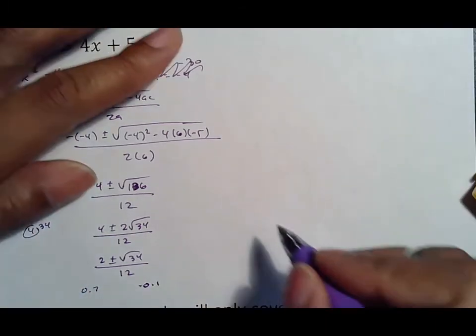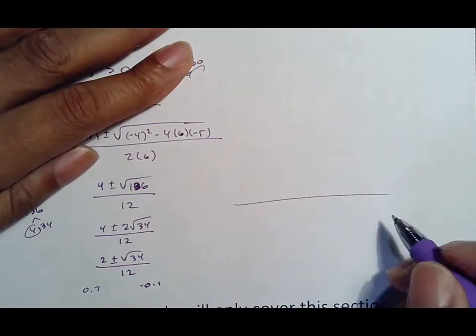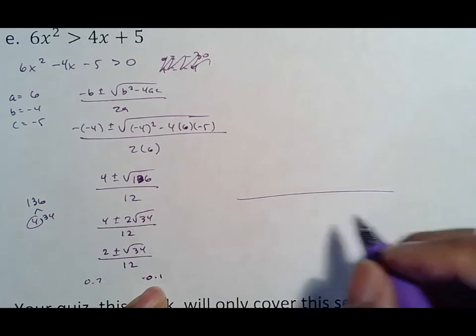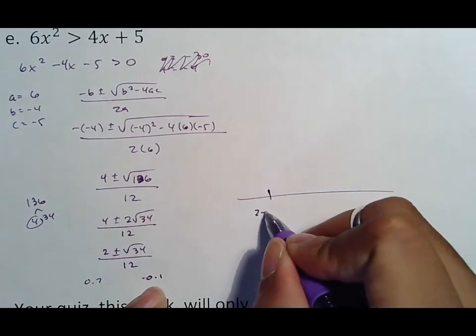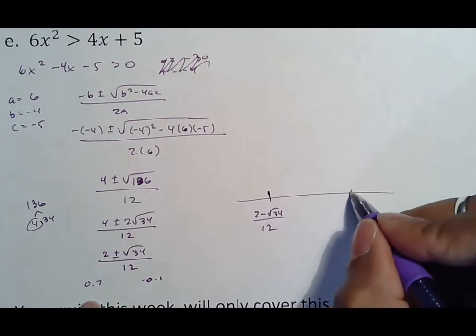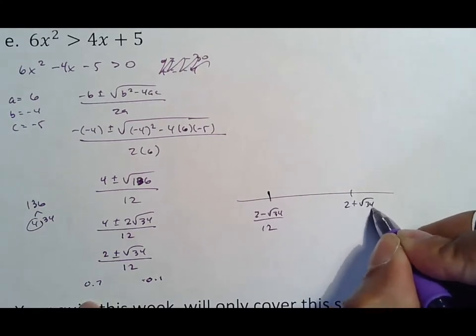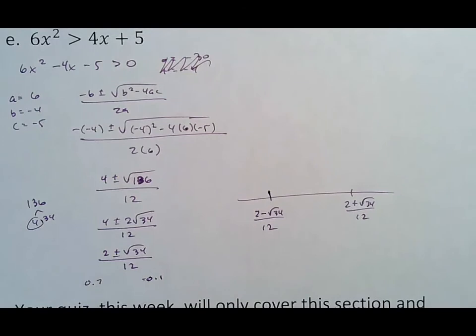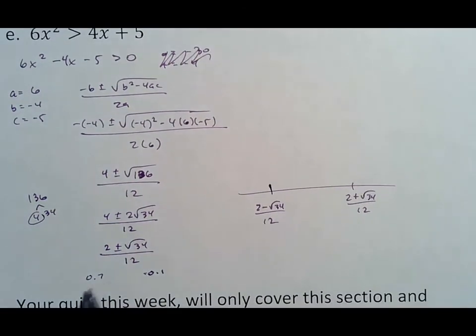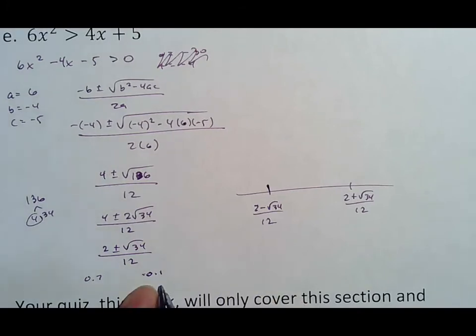So visually what we are looking at is, since that was my minus, it means that 2 minus root 34 over 12 is here. That was my plus, so it means that 2 plus root 34 over 12 is over here. I then have to check some numbers using what I know to be here. That is negative 0.1 about, so I'm going to use a number like negative 5.